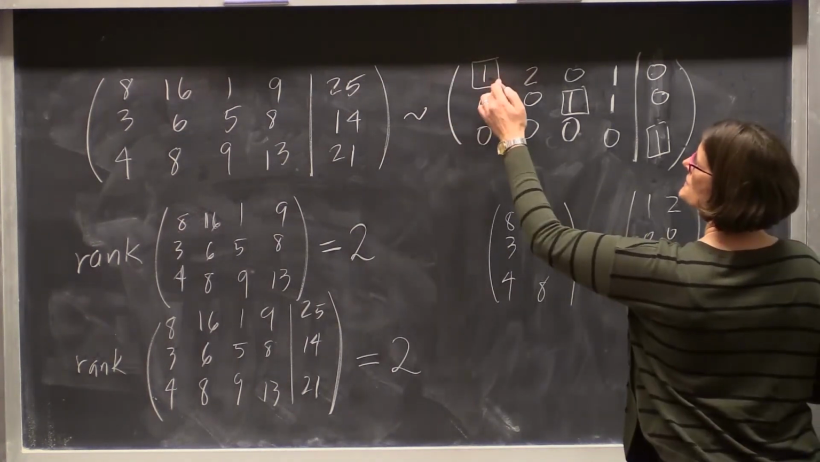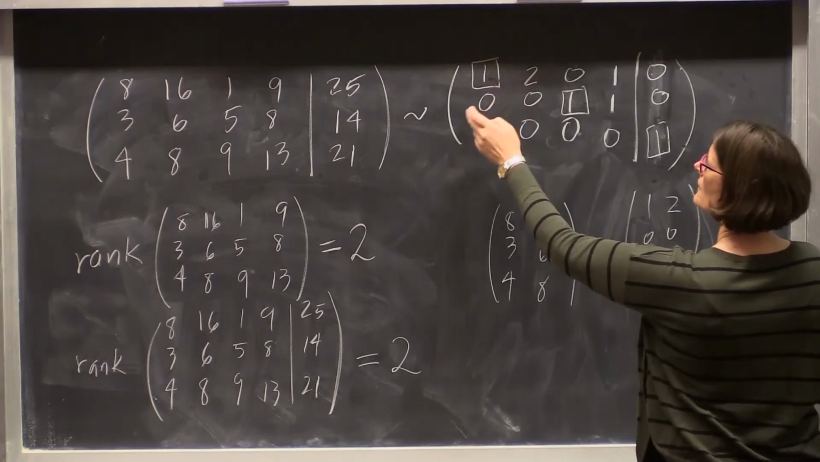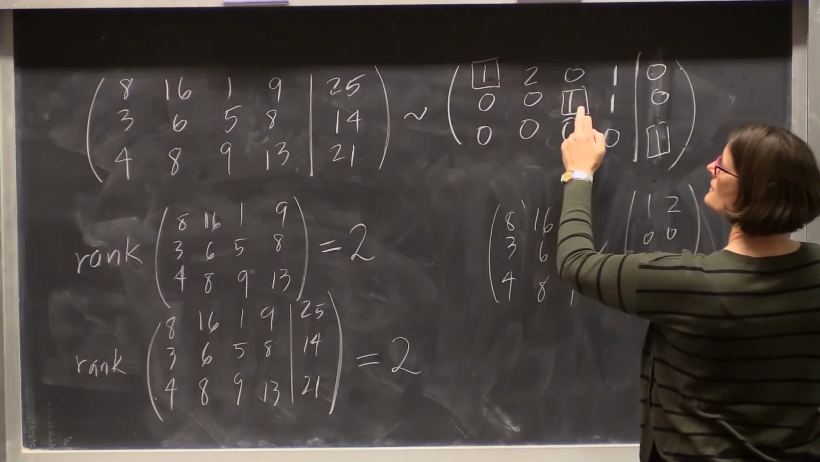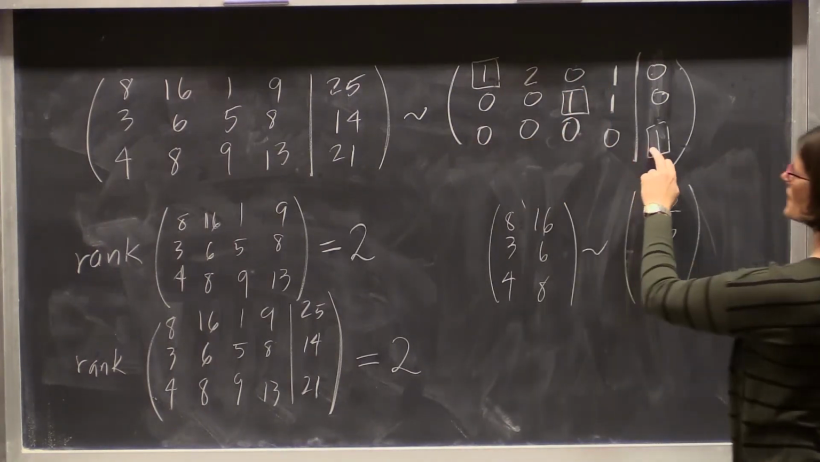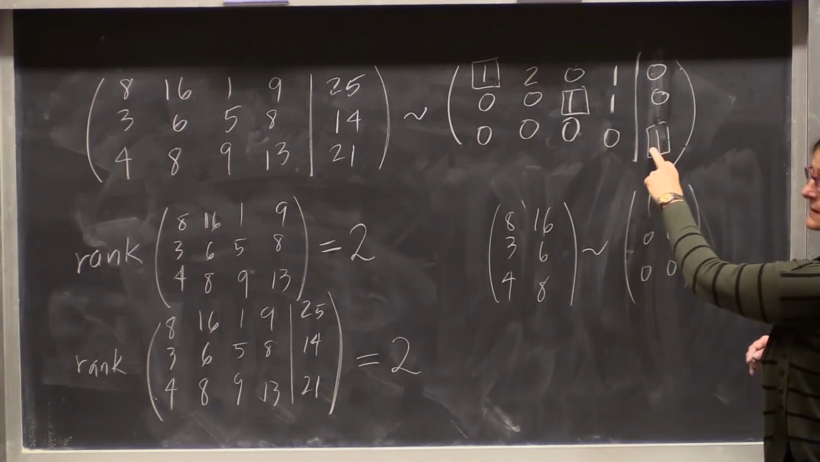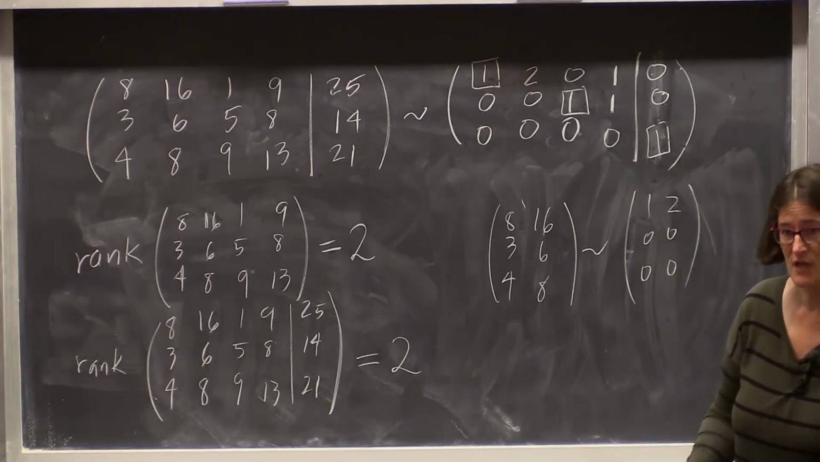So this is a leading 1. It is the first non-zero entry in the row. It equals 1. Above and below it is 0. First non-zero entry, it is a 1. Above and below is 0. First non-zero entry is a 1. Above and below is 0. This is the definition of reduced row echelon form.